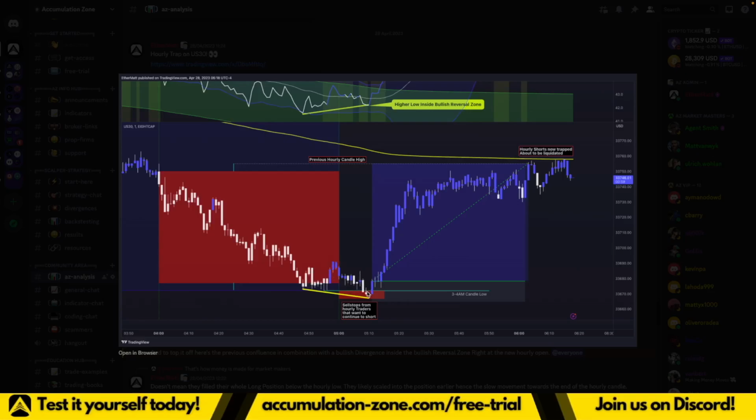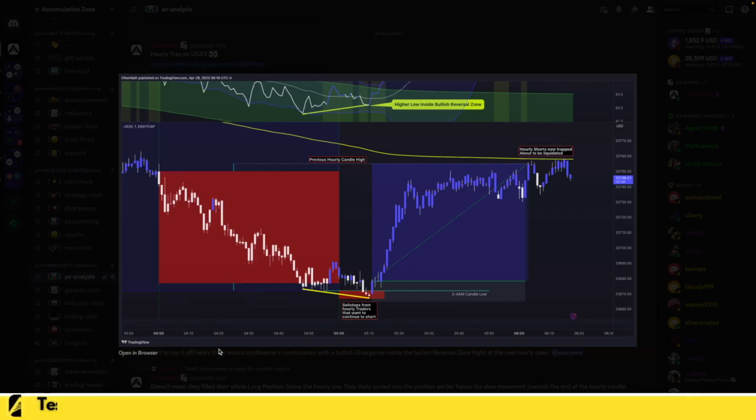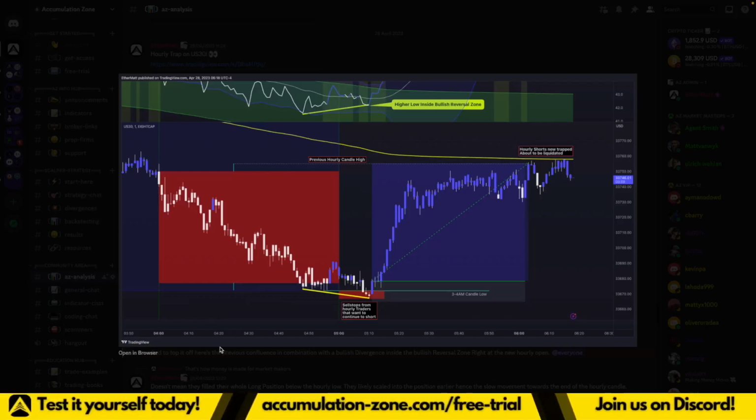Immediately, once they broke this hourly low, we saw a beautiful bullish momentum candle right here to the upside, and also a ScalperPro candle color change from white to blue, so from bearish to bullish. Without any unnecessary SMC or ICT concepts, a very simple trade here.